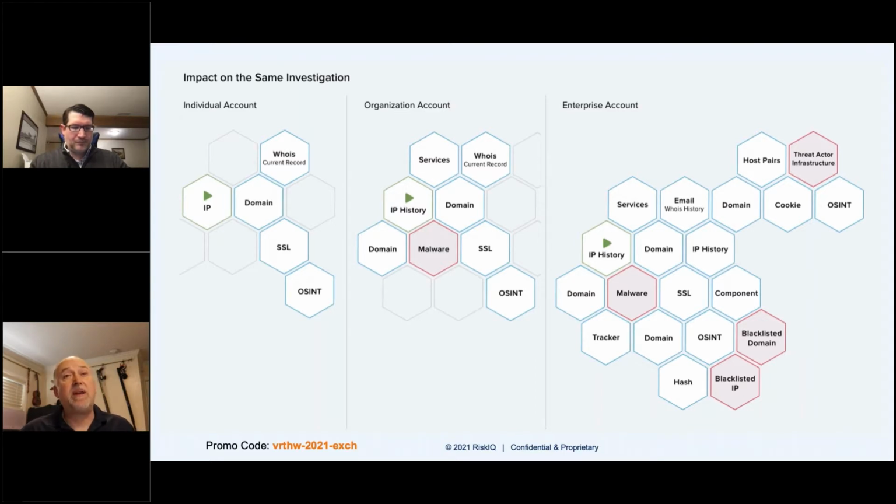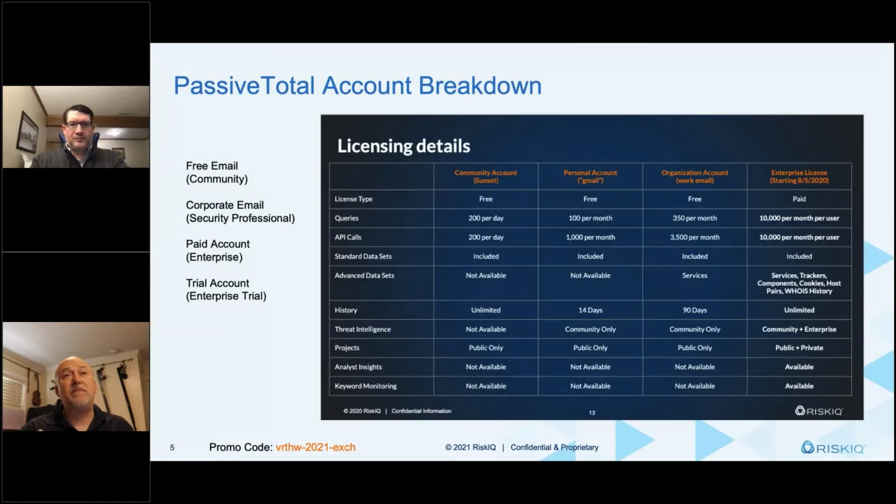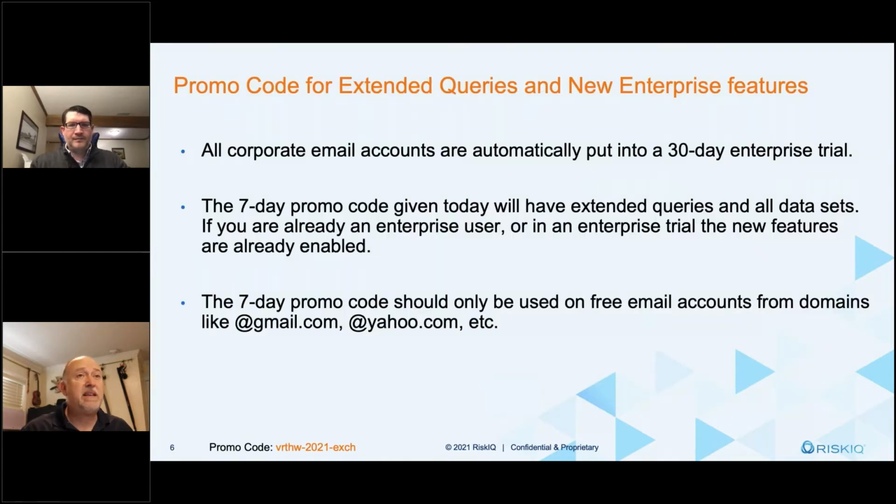Now, if you use the corporate email account with all the advanced data sets, you'll be able to infrastructure chain the entire infrastructure together to find out the full extent of that attack or yourself. And so this is the breakdown of how many queries and what you get per day that we give you. So everyone's going to be enterprise for the next 7 days. And I'll go through and explain how to put those accounts in, okay?